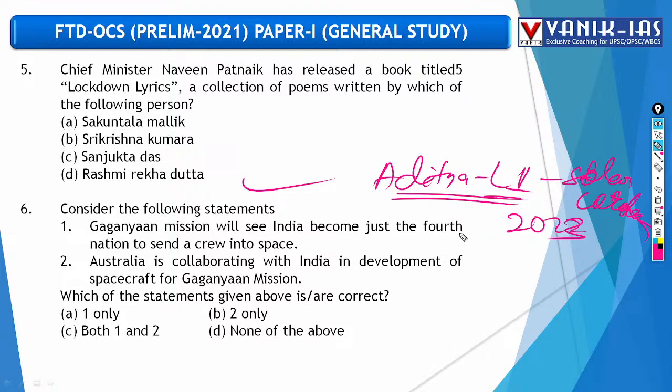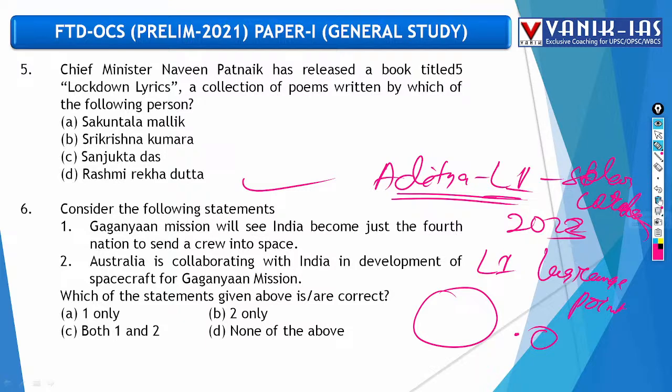Corona. Right? L1 means Lagrange point. What is this Lagrange point? Lagrange point is the point between Sun and Earth at which the total gravitational force is equal to 0. So at that Lagrange point, Aditya L1 will be launched.